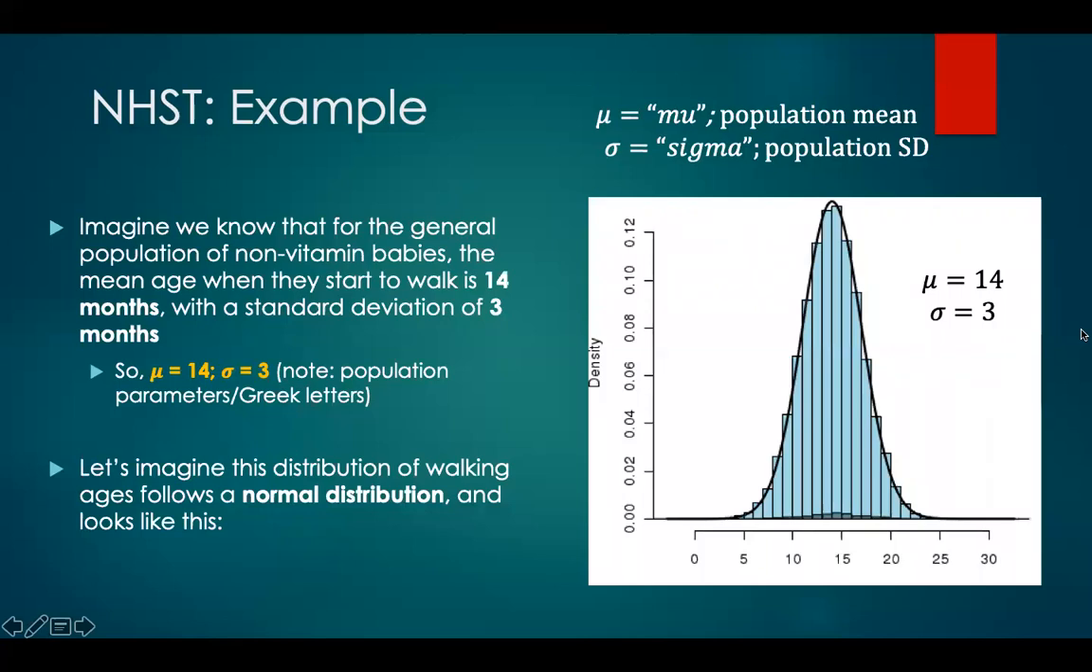So imagine we know that for the general population of non-vitamin babies, the mean age when they start to walk is 14 months, with a standard deviation of 3 months, right? So again, our mu, or the population mean, is 14, and the standard deviation, sigma, as noted at the population level, is 3. Now let's imagine this distribution of walking ages follows a normal distribution and looks like this.